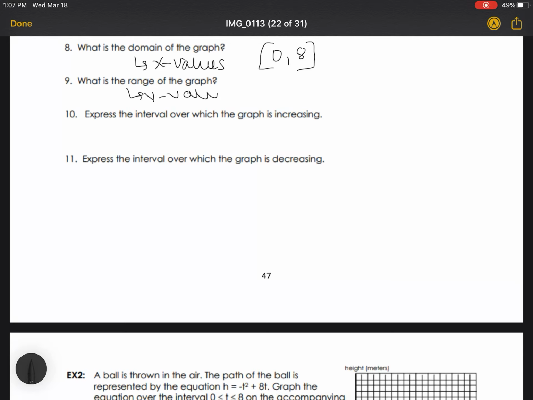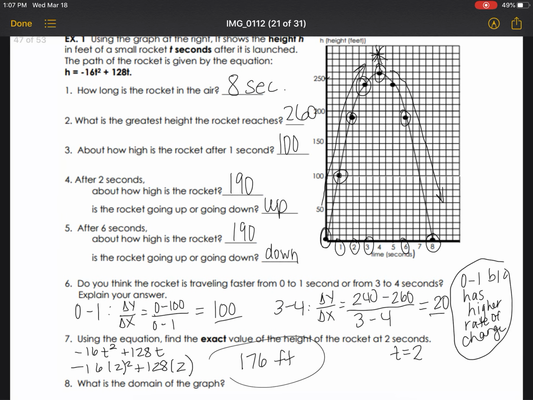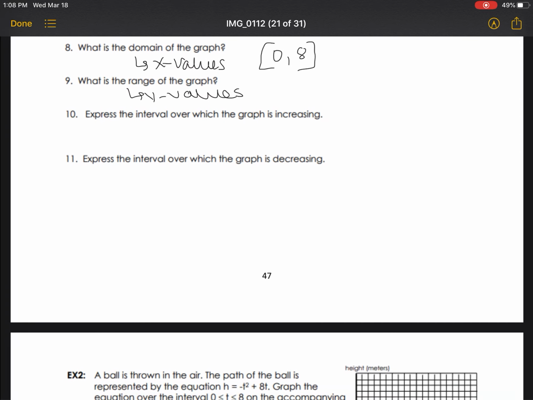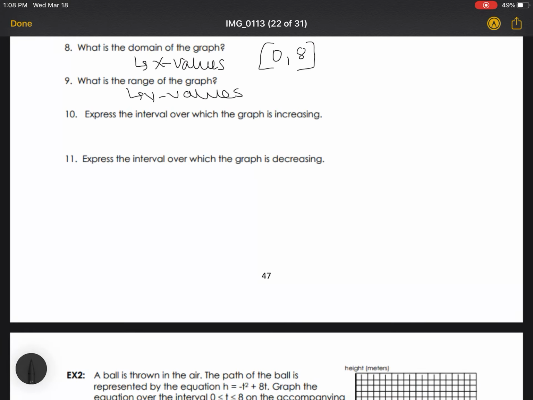Now range, remember, is y values. So it's asking what y values are included on this graph. Well, it starts at 0 because it starts at a height of 0 on the ground, and it hits its maximum height at 260 feet. And those values, again, are going to be included in our range, our y values, so from 0 to 260. Again, we're using brackets because they are included.